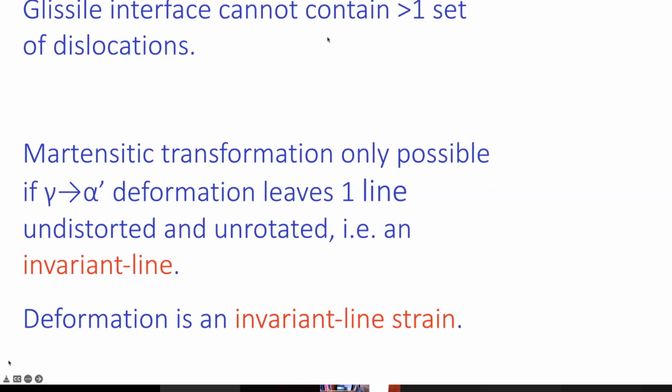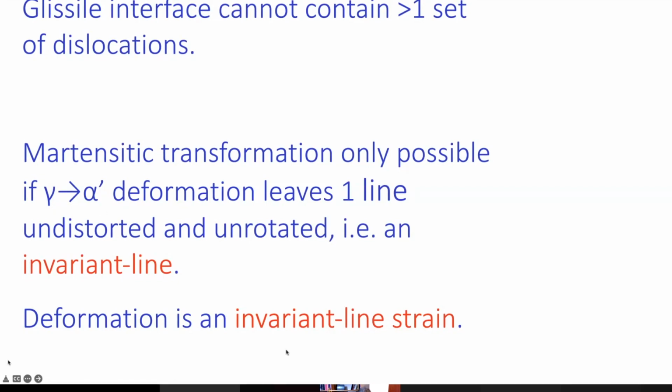A glissile interface cannot contain more than one set of dislocations. And martensitic transformation is only possible if the gamma to alpha prime deformation leaves one line undistorted and unrotated. In other words, fully coherent, right? It's neither changed in length nor is it rotated. And we call that an invariant line. It is not changed in length or orientation by this deformation.